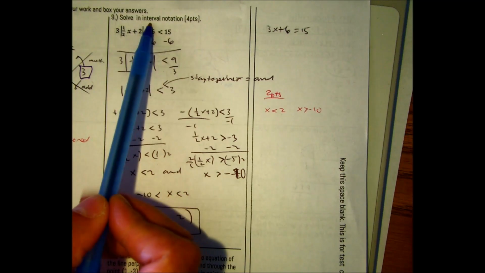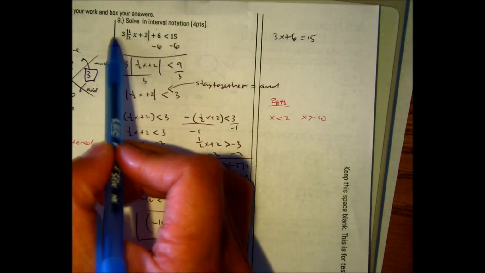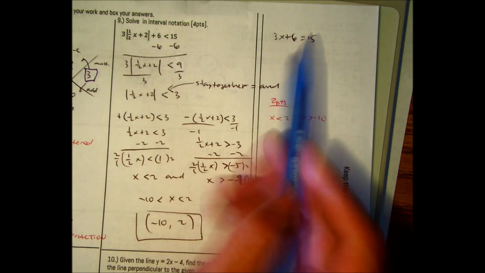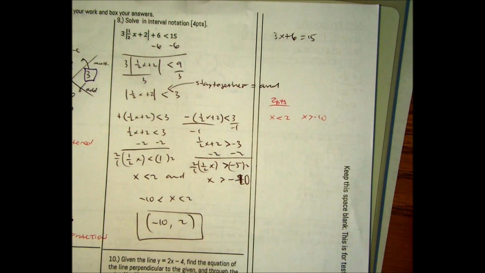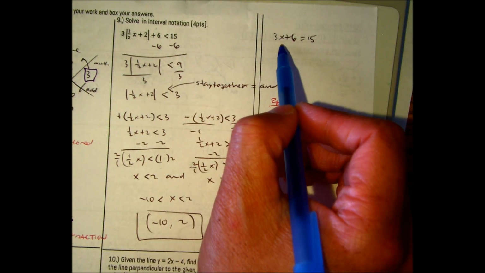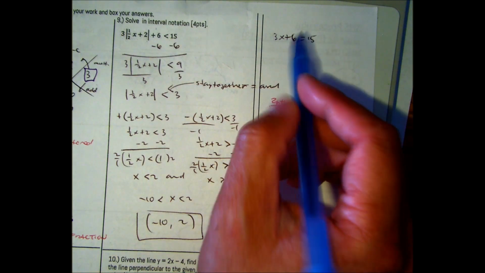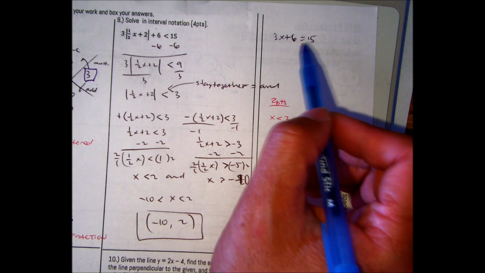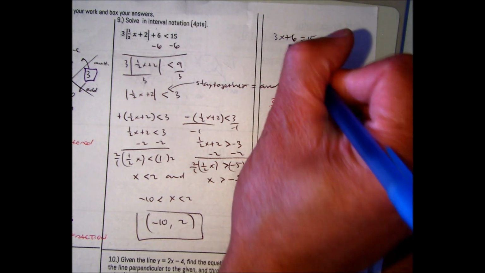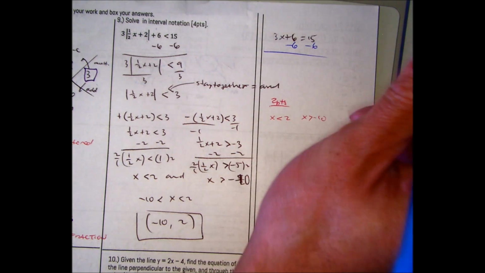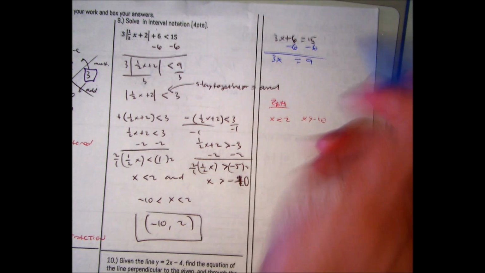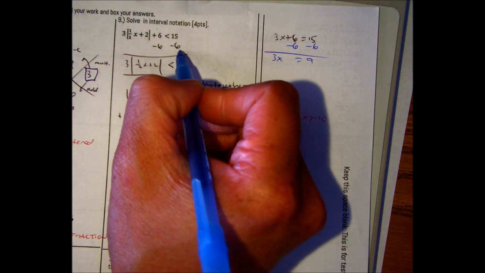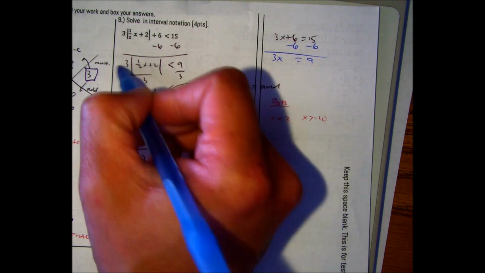Question 9, it says solve in interval notation. Here you have 3 times the absolute value plus 6 less than 15. Let's simplify the problem. Let's just say it says 3x plus 6 equals 15. Most students would not do this, but would you normally divide by 3? Dividing by 3 would actually not be wrong in this problem, but normally you would probably subtract 6 first, yes? And you would get 3x equals 9. And you would actually do the same thing here. You're going to subtract 6 first, and then you're going to divide by 3.